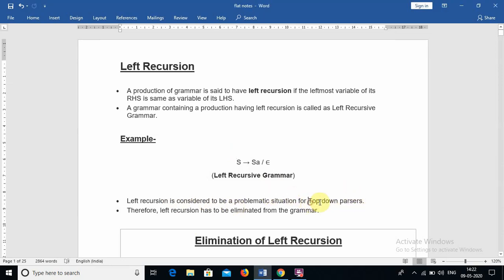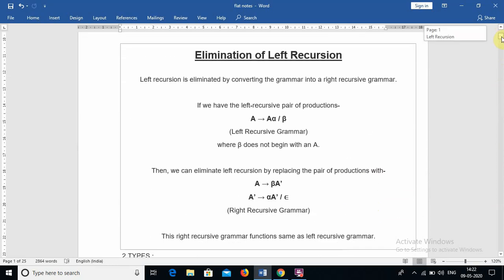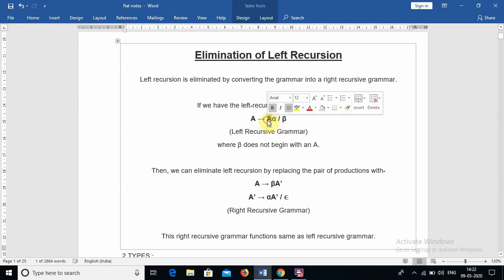A top-down parser is actually a part of compiler design. It can parse the data. So for that we have to remove the left recursion in the grammar. Elimination of left recursion can be done in the following way. If we have a left recursion, let's take this grammar A to A alpha slash beta. Our leftmost non-terminal of the RHS is the same as the LHS. So how can we remove it? We can remove it this way.